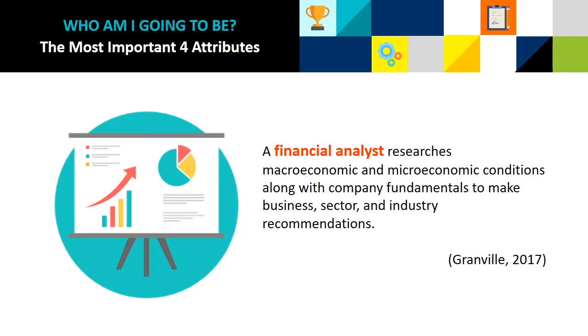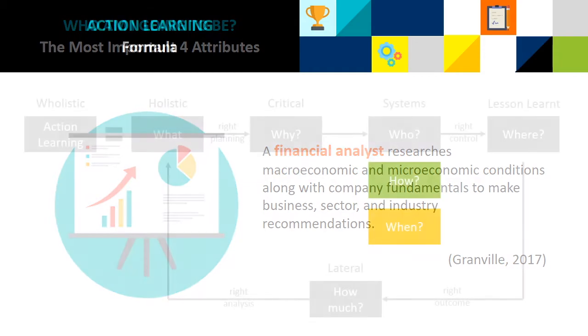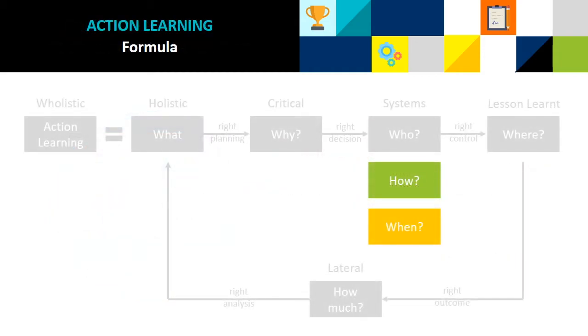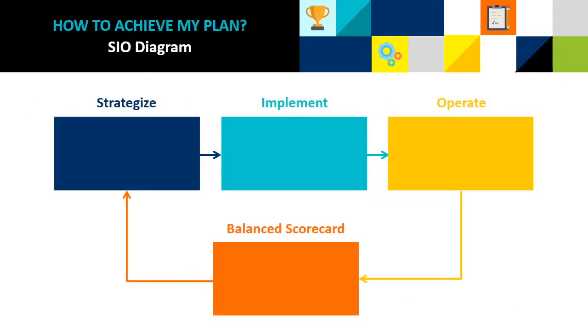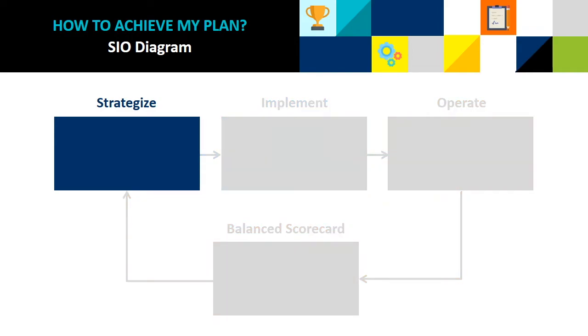and industry recommendations. So, after knowing who I'm going to be, the next question will be how do I achieve my plan and when will I achieve it? To answer this question, I will use the SIO diagram. So, the first one is strategize. Here is basically my strategy to become a successful master coach of financial analysts.